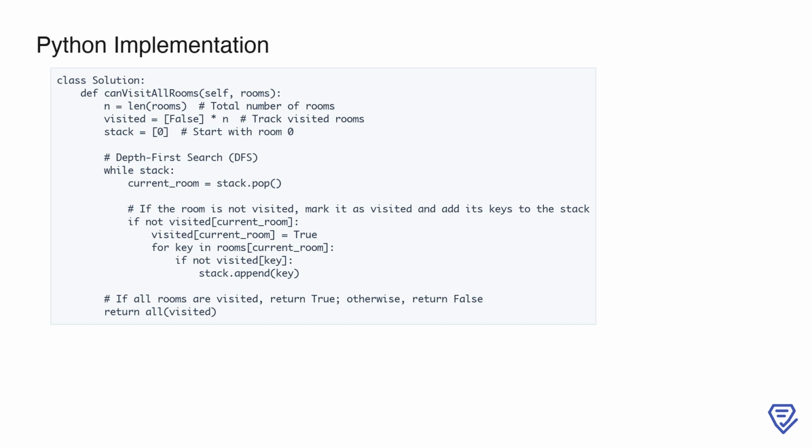Finally, after the DFS completes, we check if all rooms have been visited by using the all function on the visited list. If all rooms are accessible, the function returns true, otherwise, it returns false. This approach ensures efficient traversal of the graph with a time complexity of O(n + E), where n is the number of rooms and E is the total number of keys across all rooms. The space complexity is O(n) for the visited list and the stack used during DFS.